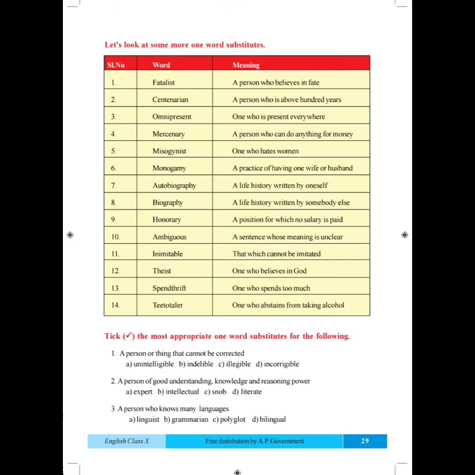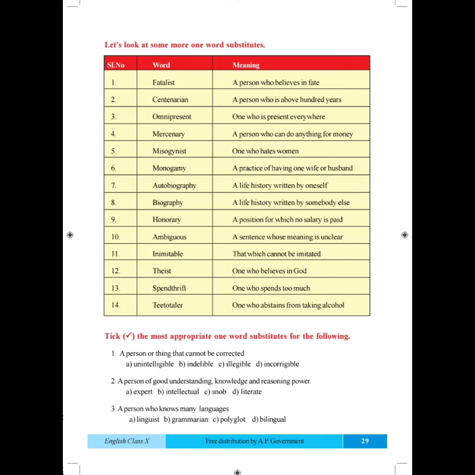And on page 29, we have a few one-word substitutes and we need to learn them by heart. Because in paper 2, we have matching the following, which would be asked in our main examination. So a matching would be asked based on one-word substitutes. So in order to answer that, you need to know all these one-word substitutes. Let's look at some more one-word substitutes.